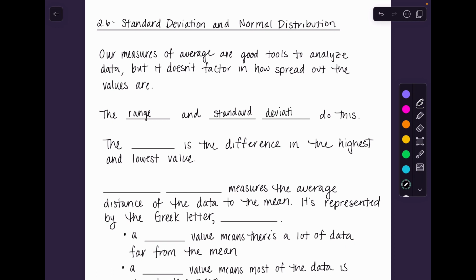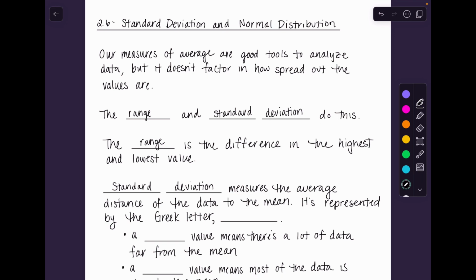Okay. The range is something we've already seen. It's the difference in the highest and the lowest values. The standard deviation is going to be a little bit more complicated. There's a lot more to it. And if you're going on to statistics, this is something you're going to use pretty heavily. So we want to put a good focus on this.